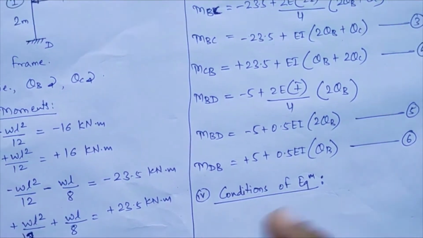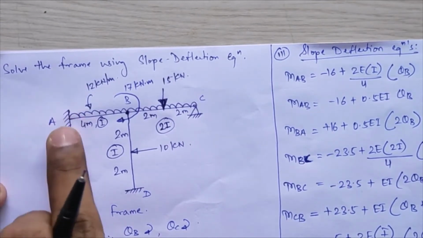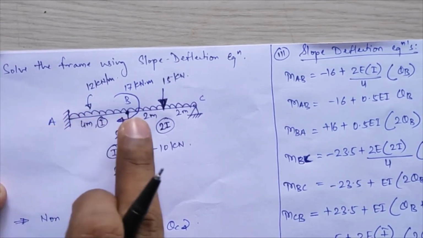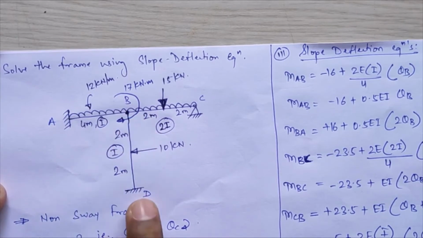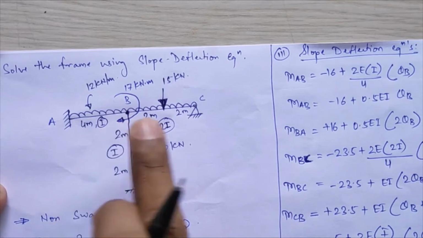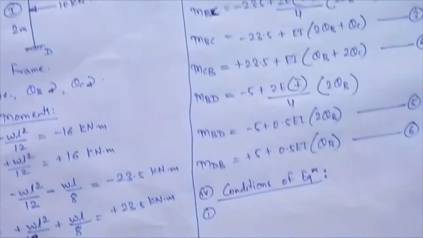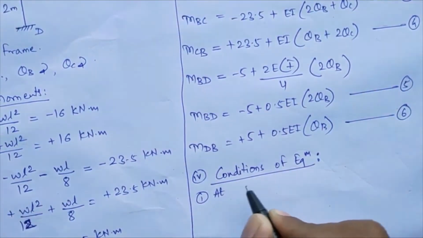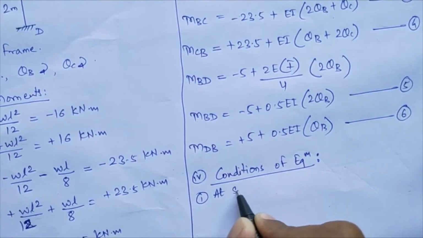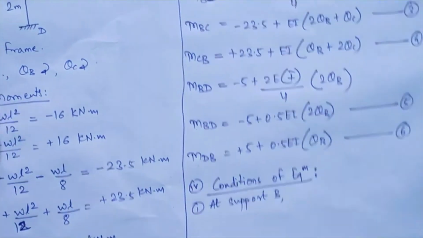Okay, so first condition. At point A, it is a fixed support, so this is a support where we cannot say that moment at point A will remain 0. Same is the condition for point D. So two points are remaining, that is joint B and joint C. At joint B will be our first condition. So I am writing here at support B. What will be that condition?